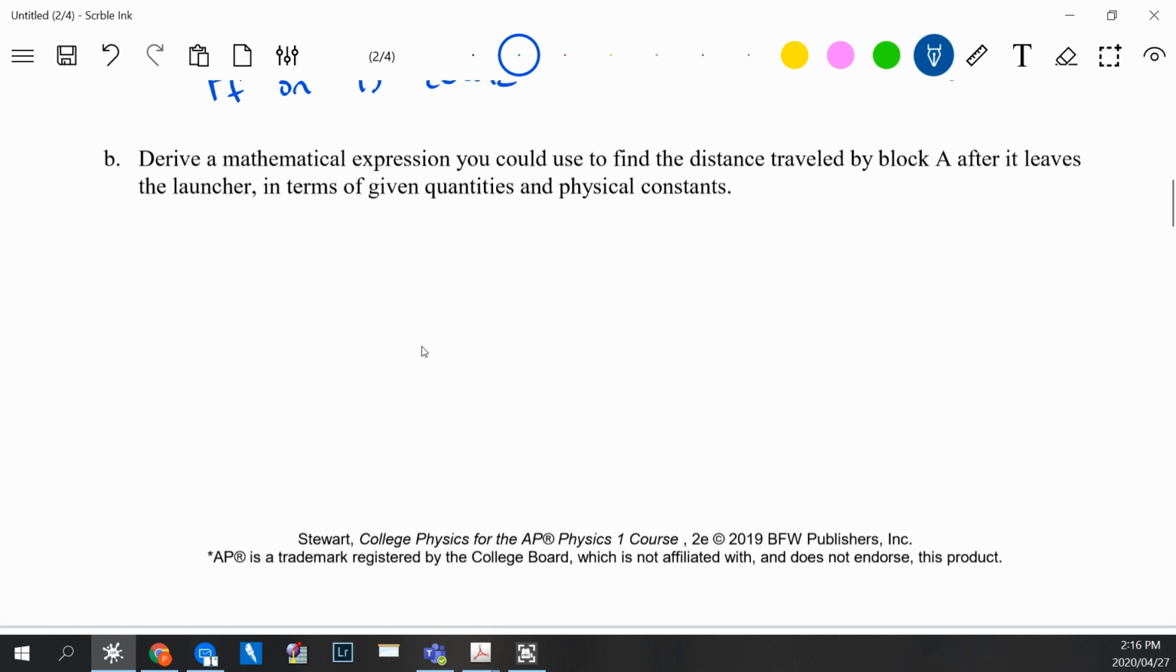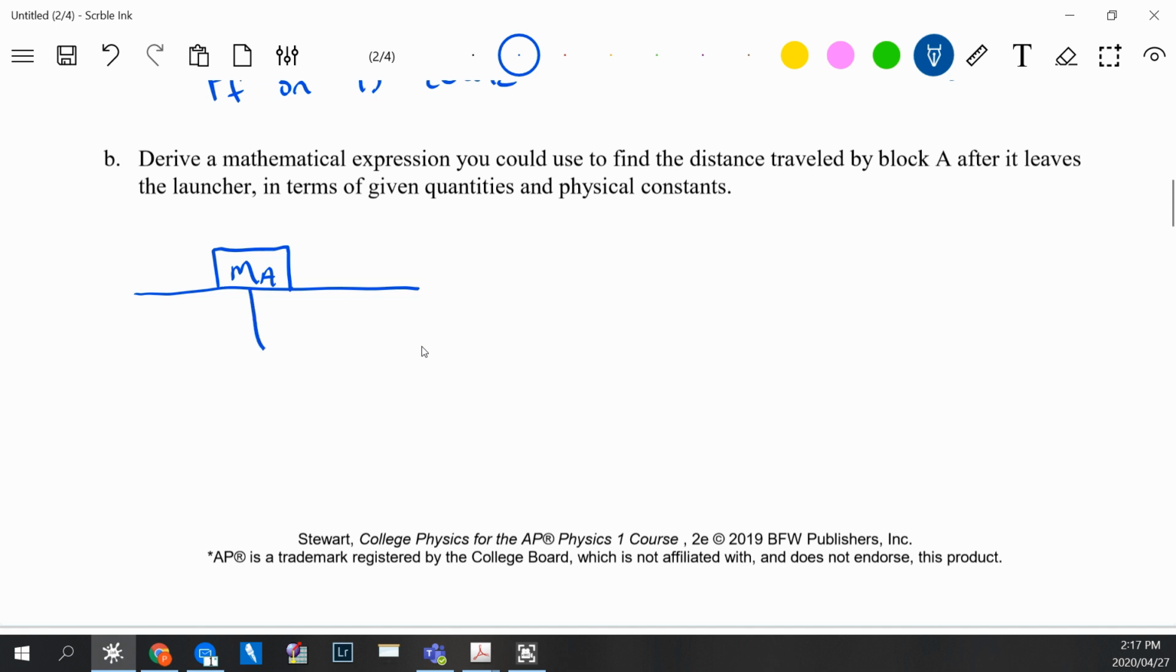So derive an expression. Okay, I'm just going to solve this the way I would solve any typical problem. I'll support it with a bit of a diagram here. Specifically thinking about block A, so I'll say that's the mass of block A. This is not a free body diagram, it's just me supporting my work, so I'm not going to limit myself to the usual rules of a free body diagram.